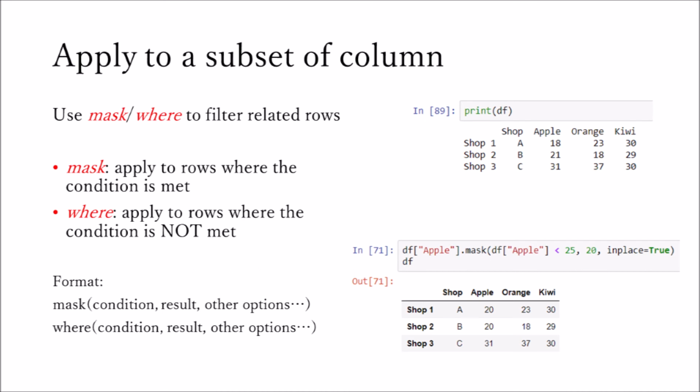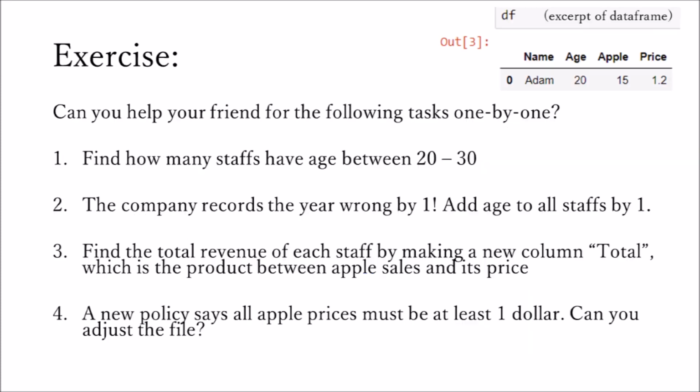In this example, we operate the data frame with the mask method, which means the operation acting on rows which satisfy the condition. The condition we set is that the column apple being less than 25. If that is the case, we change its value to 20. If we look at the original data frame, shop 1 and shop 2 satisfy this condition, and indeed on the output data frame, we can see the apple column being changed to 20 in the first two rows.